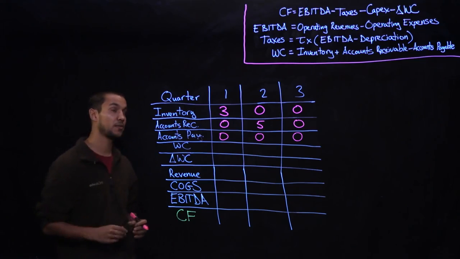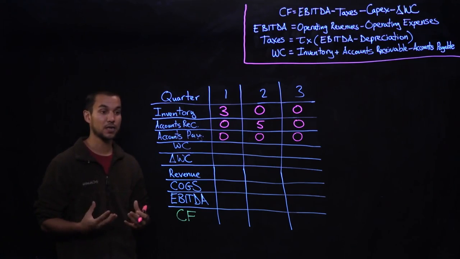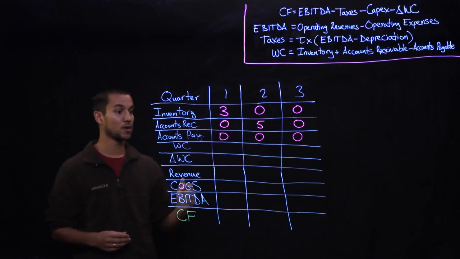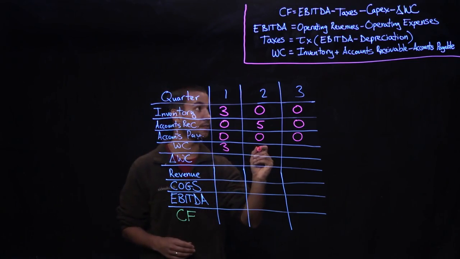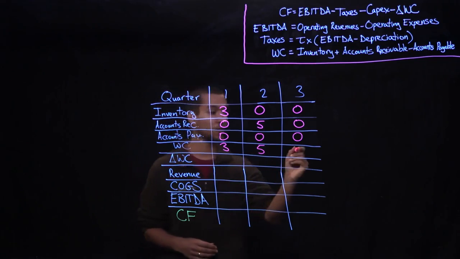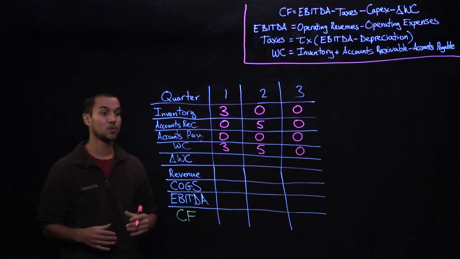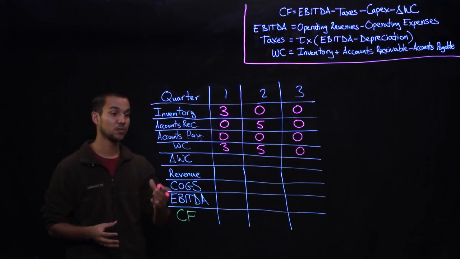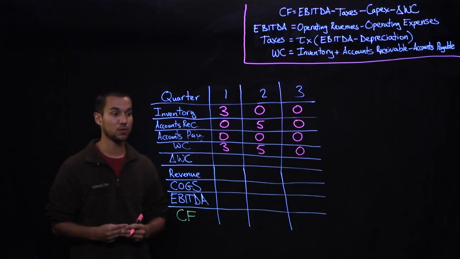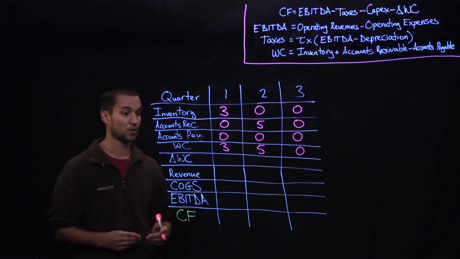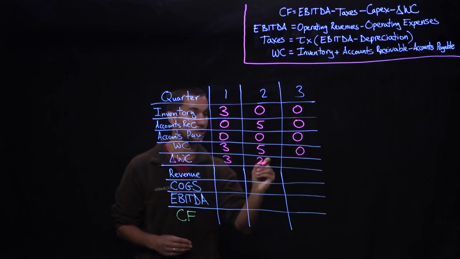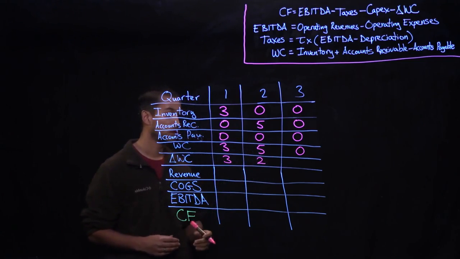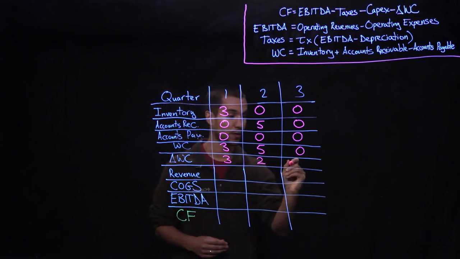And so now we have everything that we need to calculate our working capital. In quarter 1, the working capital is $3 million. In quarter 2, it's $5 million. And in quarter 3, it's 0. And so if we look at changes in working capital, assuming that our working capital in quarter 0 was 0, then we see that working capital increased by $3 million in quarter 1. It increased another $2 million in quarter 2. And it went down from 5 to 0, so a negative 5 change in quarter 3.